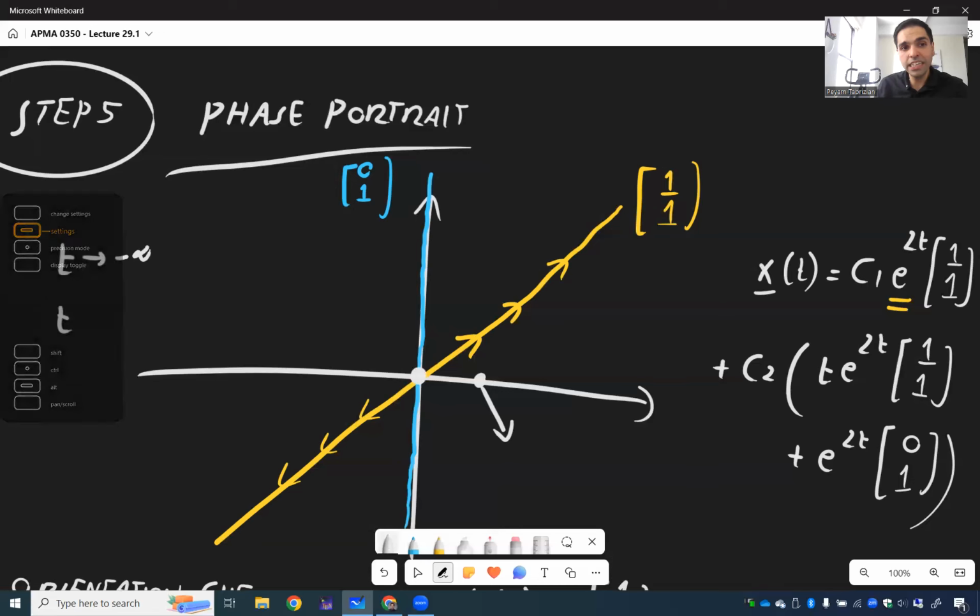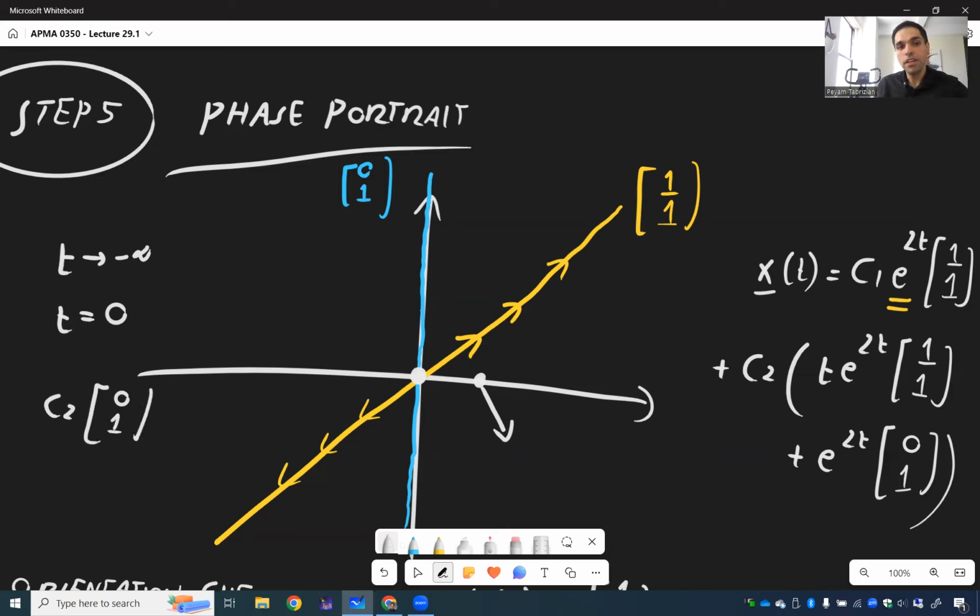Then at t equals 0, if you're on this axis 0, 1, this C1 is 0. And so what we end up getting is C2 times 0, 1. Okay, I will write that down. So C2 times 0, 1. So at some point, we expect the solution to go through the axis 0, 1.